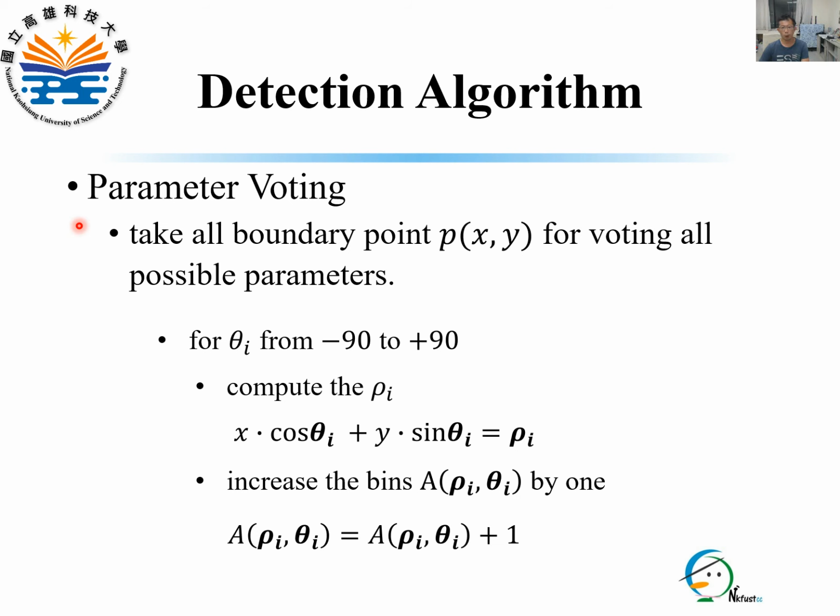After that, we sequentially take all boundary points P of S for voting all possible parameters. In the line detection example, we range theta i from -90 to +90 to compute all possible lines passing through this point. For each theta i, we compute the rho i according to this equation, and increase the accumulator bin A of rho i, theta i as this equation.